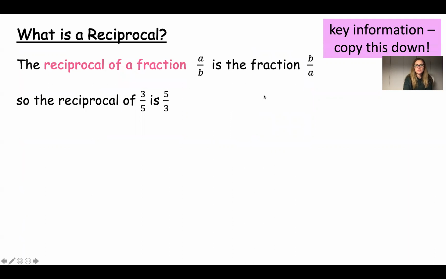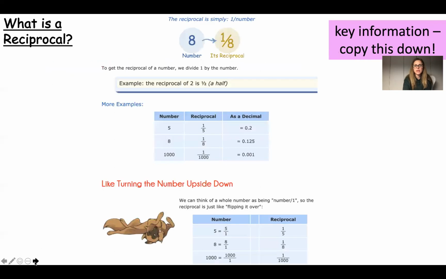Okay, so the reciprocal of a fraction A over B is the fraction B over A, and an example being the reciprocal of 3/5 is 5/3. You don't necessarily need to copy that down. You've got all the key information from the instructional video. Again, you don't need to worry about copying this down. The video has covered everything off, but it's just a useful reference for you should you need it.